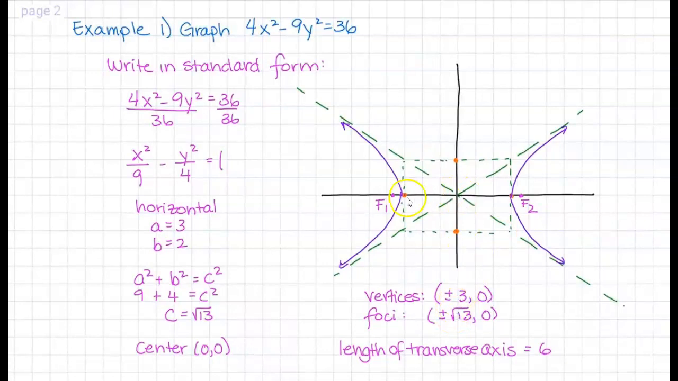And it's horizontal, so my vertices are going to be horizontally aligned. So it's all going to be about a, the horizontal distance, measured from h, the horizontal coordinate for the center. So 0 plus or minus 3 gives me plus or minus 3. And then the foci are at c, so 0 plus or minus root 13 is plus or minus root 13. And then the transverse axis is going to be 2a, which is 6. Boom, there you go. That's example 1.